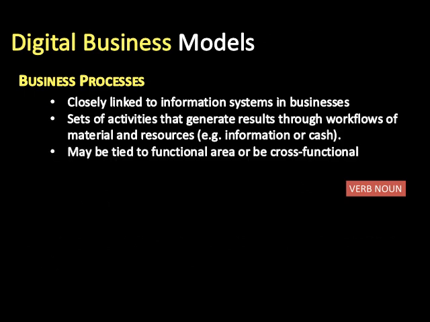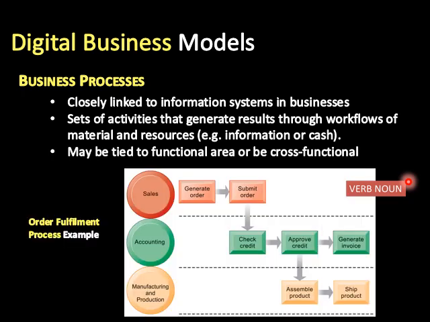So business processes are closely linked to information systems. They are a set of activities that generate results through workflows, material and resources, and they might be a functional area. They might be cross-functional, they might go from sales to operations, they might be just specific to a particular area. And again, they will be described as a verb and a noun. And here's an example.